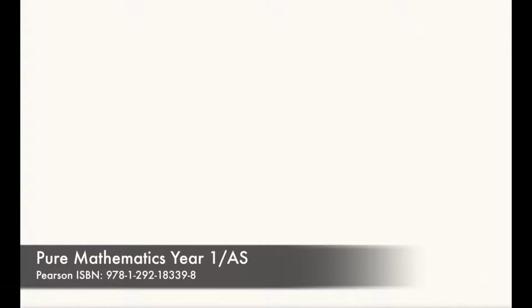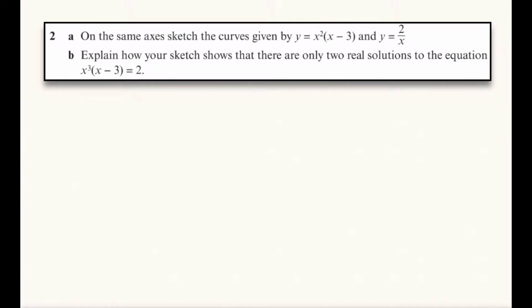So let's move on to an example. In this case we're looking at page 70. It's exercise 4D question 2. It starts off by saying, on the same axes, sketch the curves given by y equals x squared (x minus 3) and y equals 2 over x. So let's have a look at those.